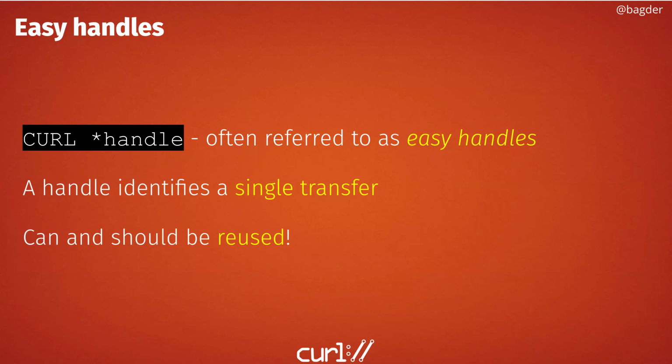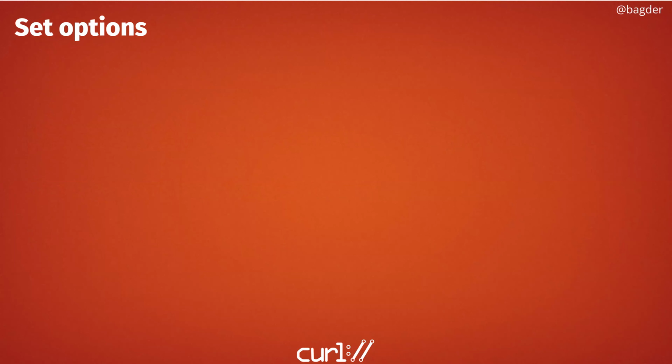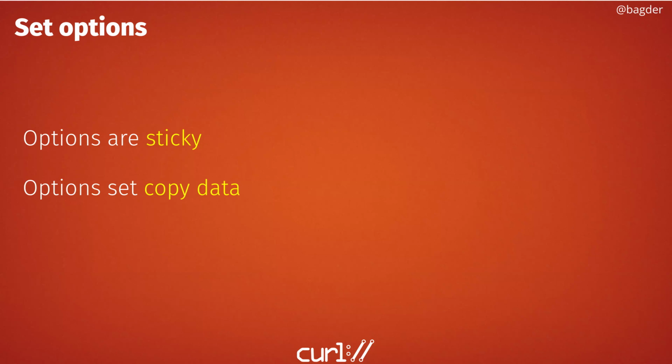You can just move on and on and on and reuse the same handle. But it's still always just one transfer at any particular moment in time. And when you have created one of those easy handles, you set options. The options then remain set until you kill the handle or you change the option again. They are sticky. You set it there and they will just remain there.